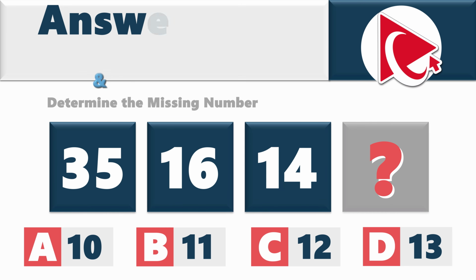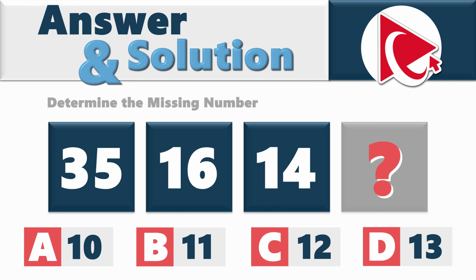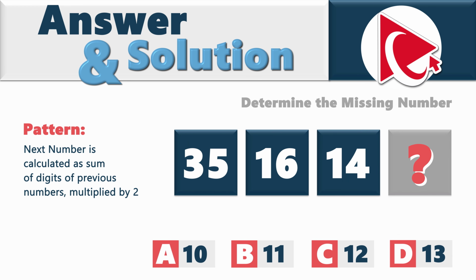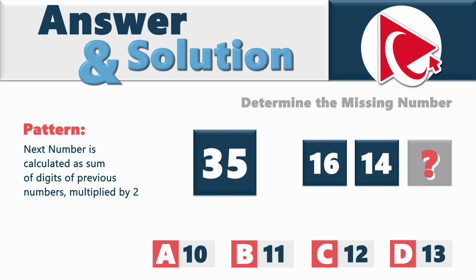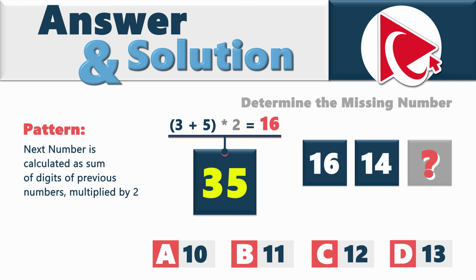What's interesting about this question is that it seems unsolvable until you start thinking out of the box. The pattern here is the next number is calculated as the sum of digits of the previous number multiplied by 2. Let's look at the first number. First number is 35. 2 digits are 3 and 5. 3 plus 5 equals 8, multiplied by 2 equals 16.